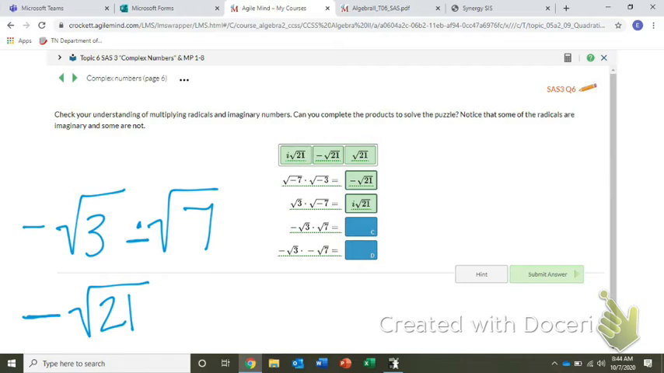All right, the last one. The only thing different is that it has a negative in front of that square root of 7. What do you know about negatives? 2 of them make a... So all I did was make my square root positive. So I have a positive square root of 21.